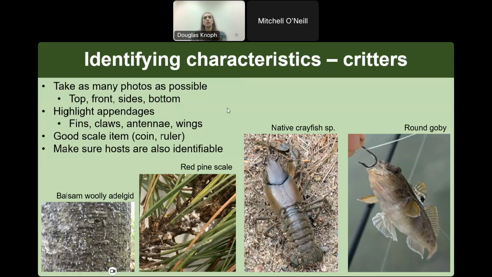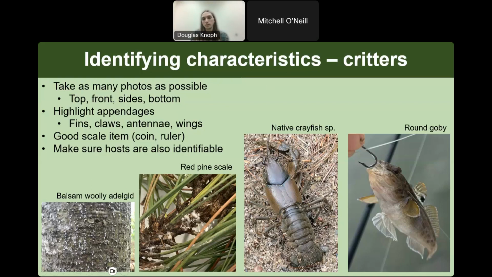And then making sure that if it is a species that has a specific host, the host plant is also identifiable. So down here, starting from the lower left, balsam woolly adelgid, we do know this is a species that grows on the bark of balsam fir trees, and we can tell this is a balsam fir because there are a few of these resin blisters. Or red pine scale, we know it grows in the branches, so that checks out. And then we can also see these little clusters of two long needles, so we know it's red pine.